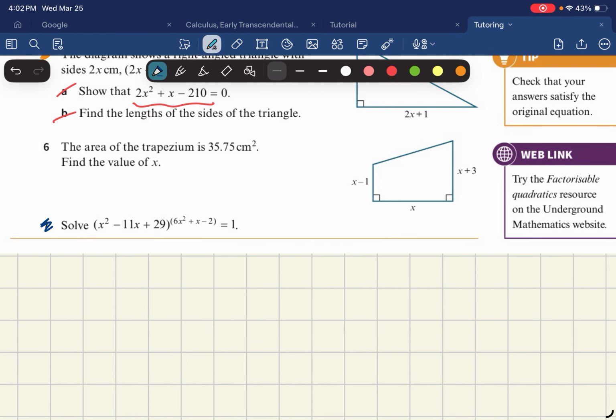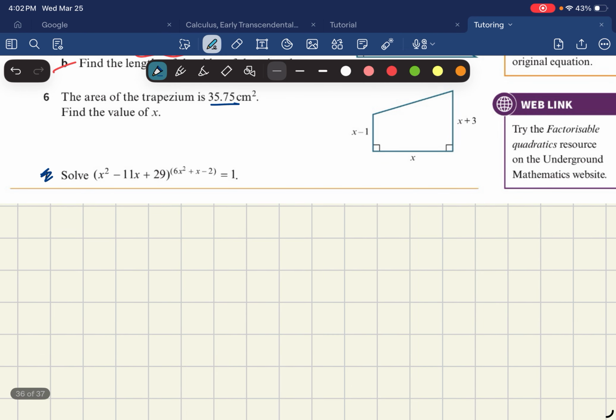Question 6 says the area of the trapezium is this value. Find the value of x. So how do we solve this? Well, the area of a trapezium is the sum of parallel sides. So x minus 1 and x plus 3 are parallel sides. So it's x minus 1 plus x plus 3. So sum of parallel sides, and whatever that sum is, you want to multiply by the height. So height is x, and then you want to divide by 2.